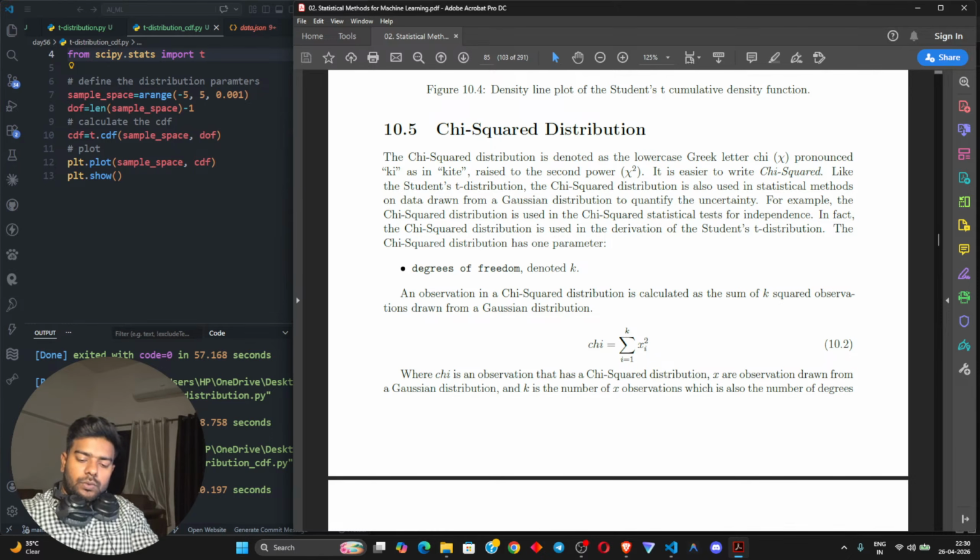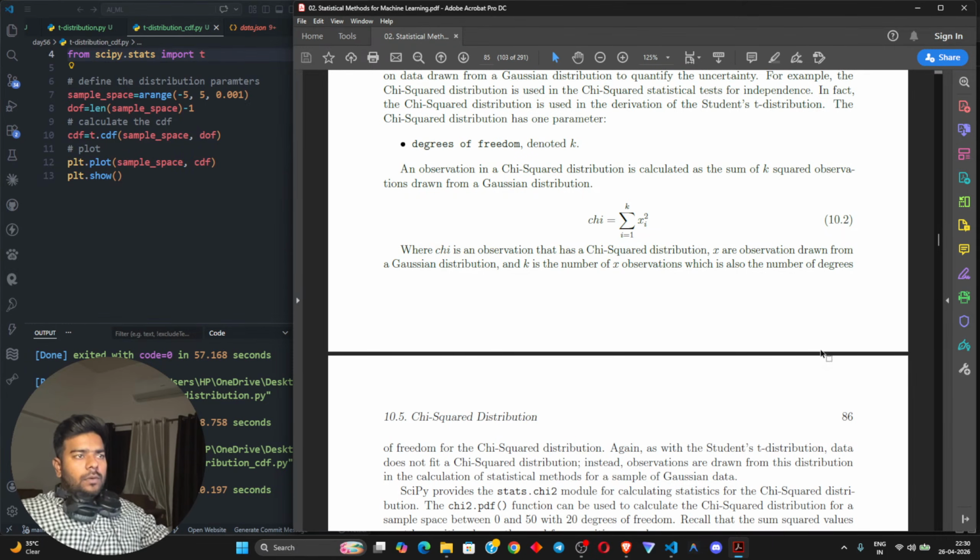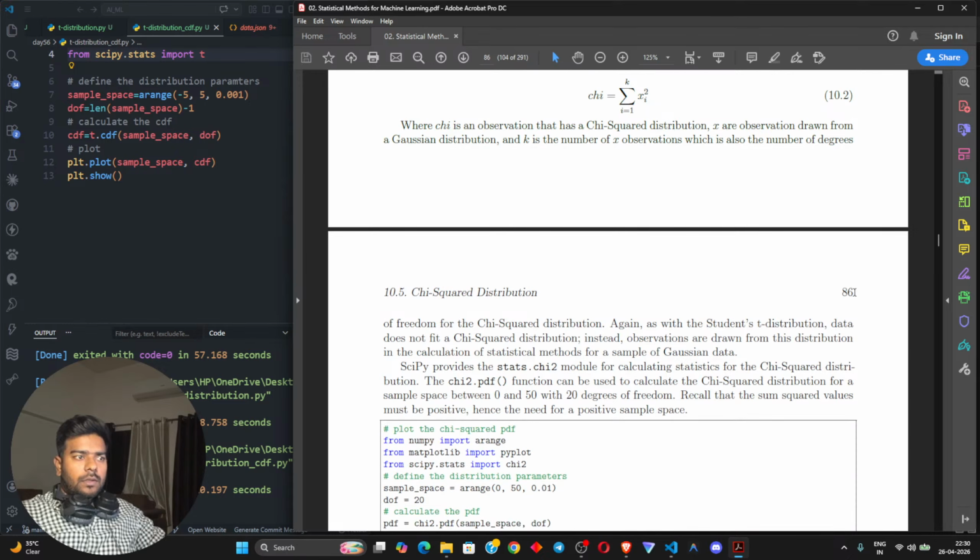k is equal to the summation of i equals 1 to k of xi squared, where k is an observation that has a chi-square distribution. x are observations drawn from a Gaussian distribution, and k is the number of x observations, which is also the number of degrees of freedom.